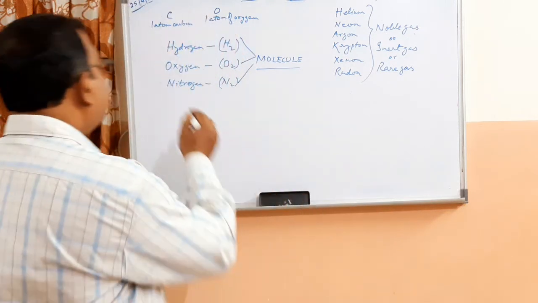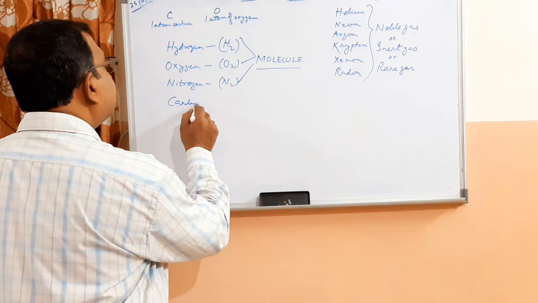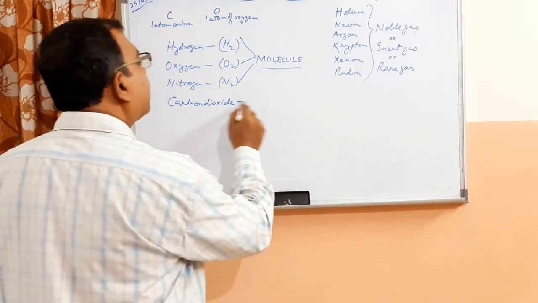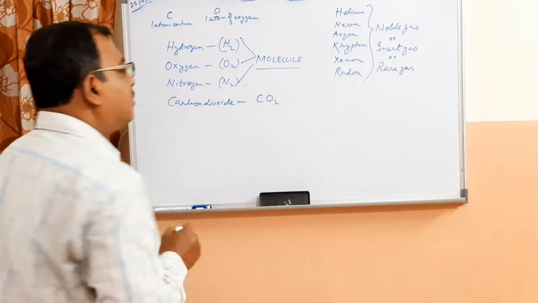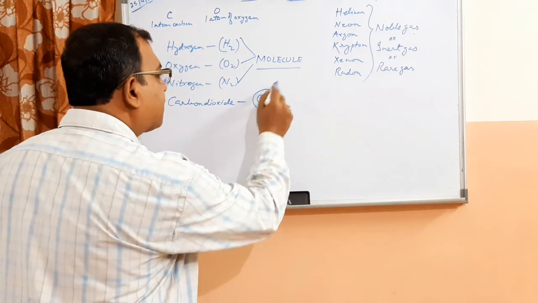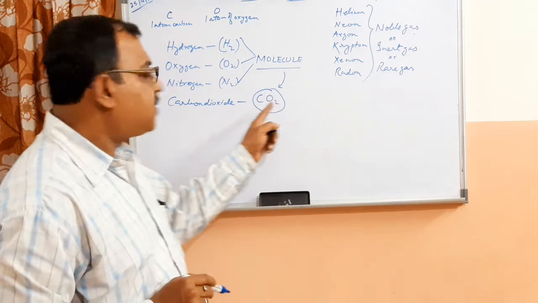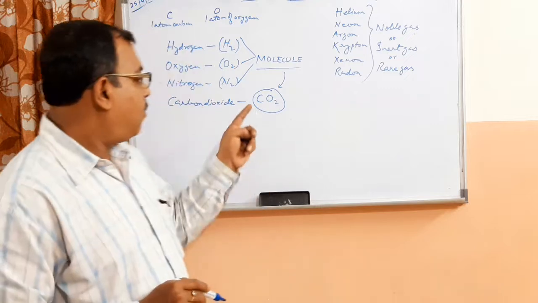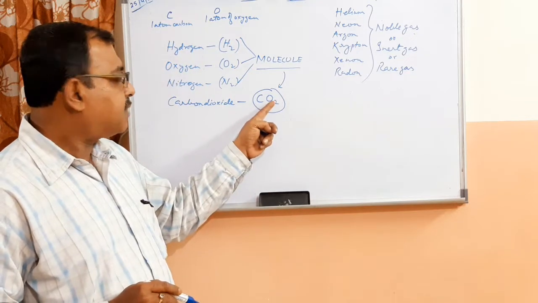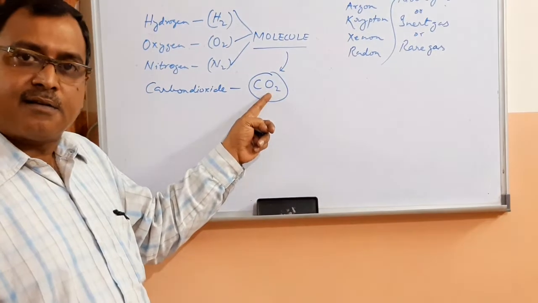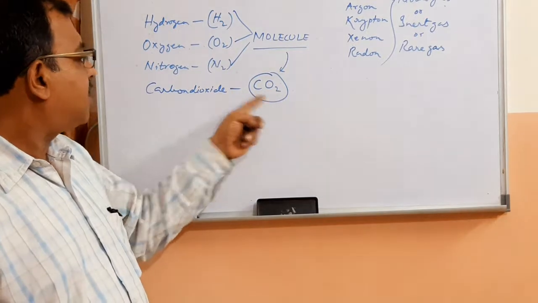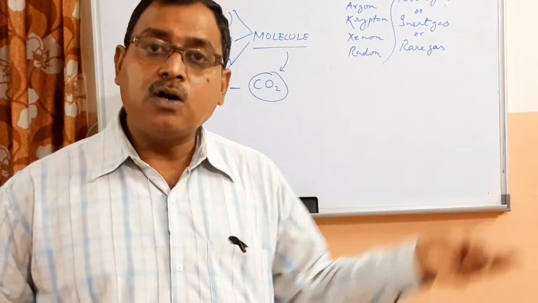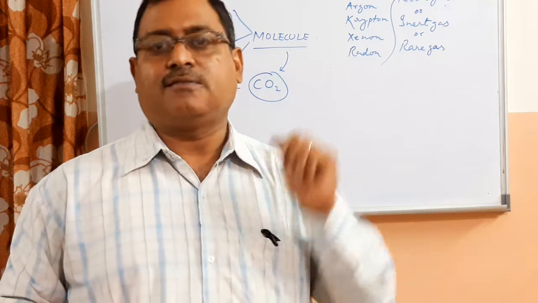So when we write carbon dioxide, you write carbon dioxide as CO2. So this is a molecule of carbon dioxide. And this molecule is made up of 3 atoms. What are they? 1 atom of carbon and 2 atoms of oxygen. Clear? So this represents a molecule of carbon dioxide, and this carbon dioxide is a compound of carbon and oxygen.